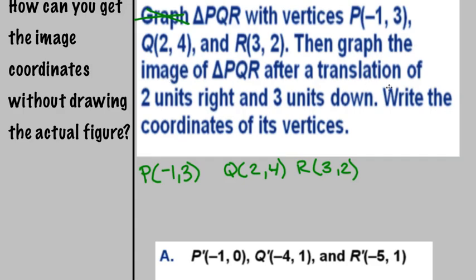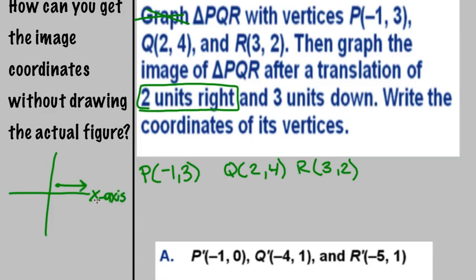I then look at this information here, and it tells me that I'm going to move it 2 units to the right. I'm going to start with that. If I think about a coordinate grid, and I think about taking a point and moving it to the right, well, to the right is the x-axis, and if this is 0, to the right the numbers get positive. So I know that I have the x-axis, and I'm going to add 2 units.